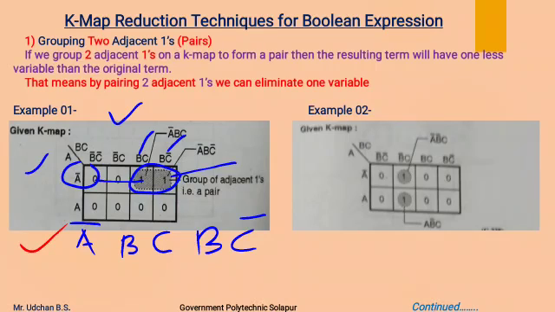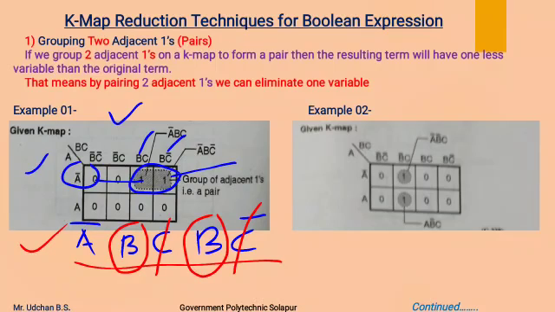Now if we observe this, there is a B variable available over here and another B variable available over here. So we are going to consider only one B, as B into B gives you B. After that this C and this C bar get cancelled, as C into C bar results in 0. So the resulting term will be A bar B for this pair. This is how we get the output equation A bar B for this particular K-map.